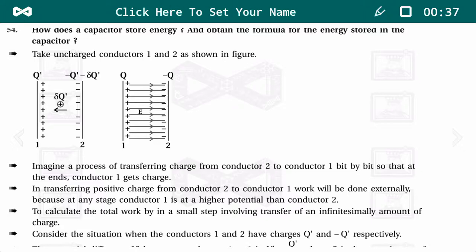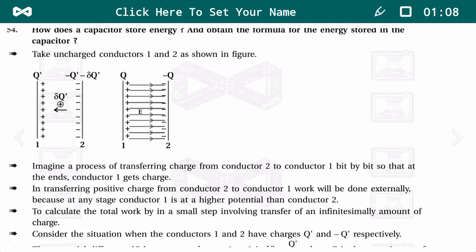How does a capacitor store energy? That means what is the energy of a capacitor? So you have two conductors in a capacitor. Here you have two plates of the conductors, and both have different charges. One has positive charge and the second has the negative charge.